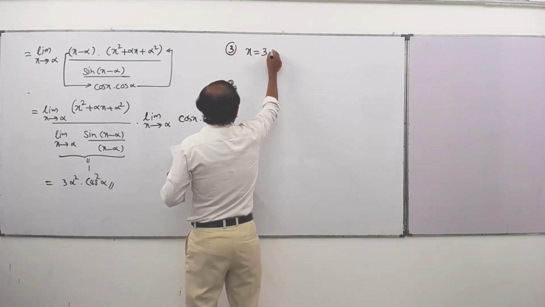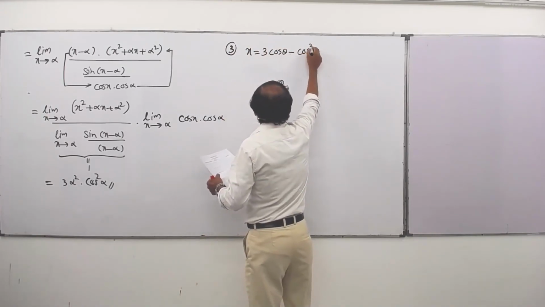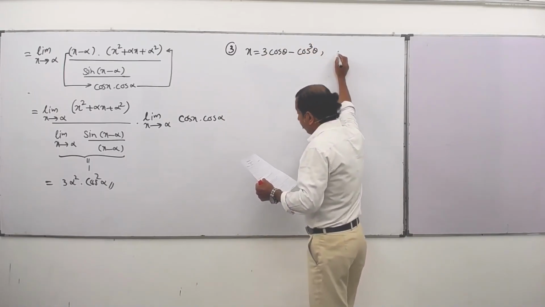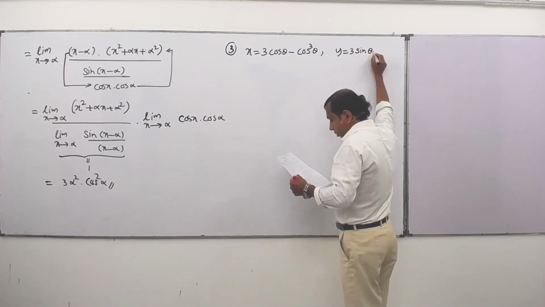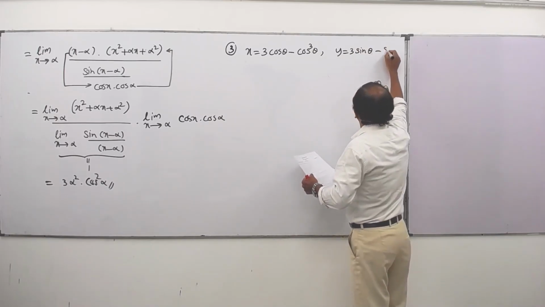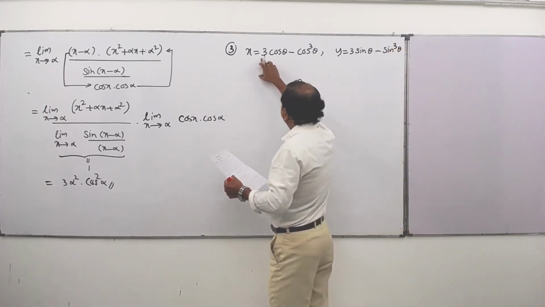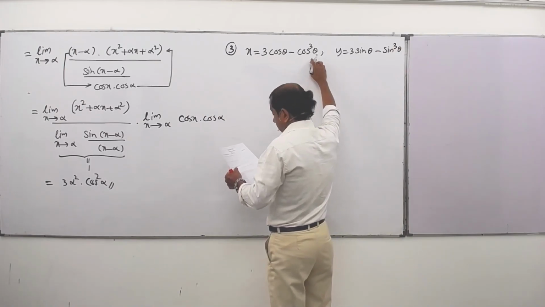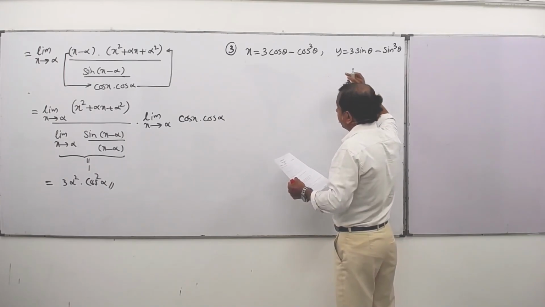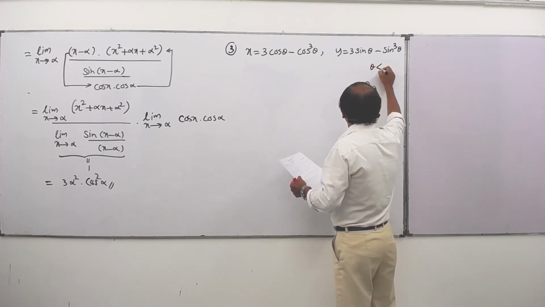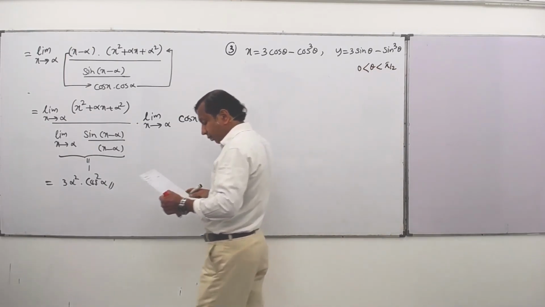x equals 3 cos theta minus cos cube theta, y equals 3 sin theta minus sin cube theta, no? This way, x equals 3 cos theta minus cos cube theta, y equals 3 sin theta minus sin cube theta. We are given theta is greater than 0 and less than pi by 2. Asked to show dy by dx.